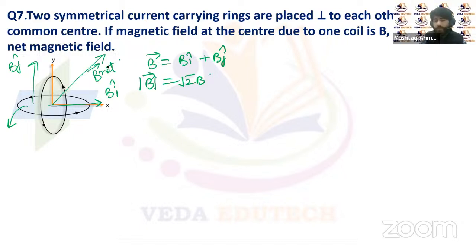Now let's discuss the magnetic field due to a current carrying arc subtending an angle alpha at the center. It's a very important discussion.